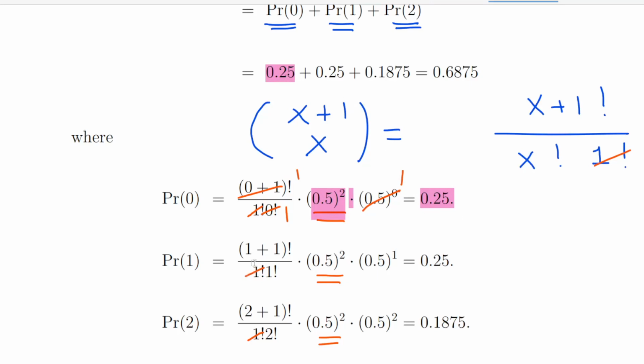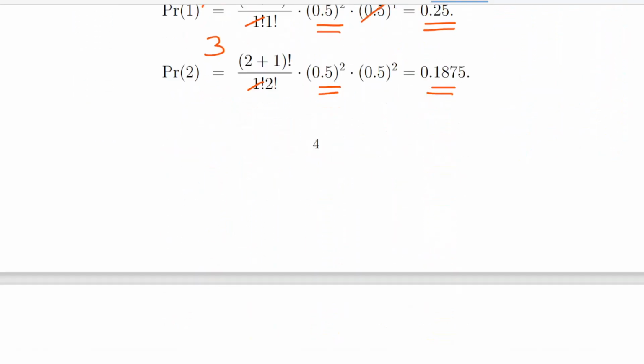And the second case, the probability of x equal to 1, so that's 1 plus 1 factorial divided by 1. So that's 2 factorial divided by 1, which is 2, essentially. So that's going to work out to be 2 times 0.5 squared, okay, which is again consistent, times 0.5 to the power of 1. So that 0.5 and 2 are going to cancel out. So again, we are also left with 0.25. And again, the probability of x equal to 2 is 2 plus 1 factorial divided by 2. That will work out to be 3 times 0.5 squared times 0.5 squared. That will work out again to be 0.1875. Okay, so you can just disregard that.